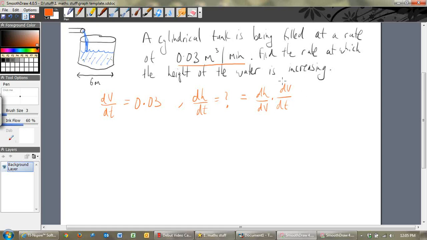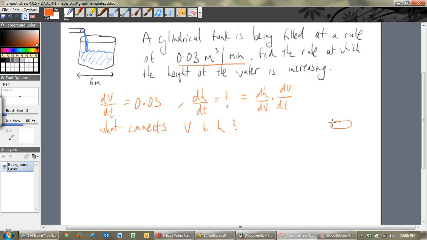The reason this is a good place to start is that now we know, to be able to find dH/dt, all we have to do is find dH/dV. In other words, the derivative of h with respect to v. So what we need to do now is find something that connects v to h. Is there a formula that we know that will connect the volume of this water to its height? And in fact there is.